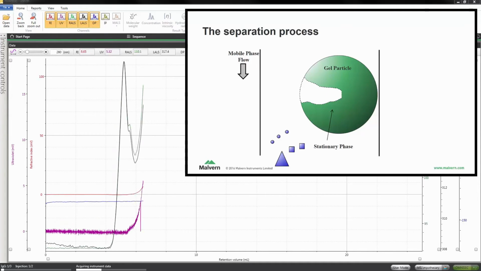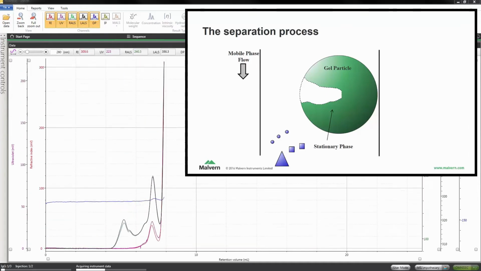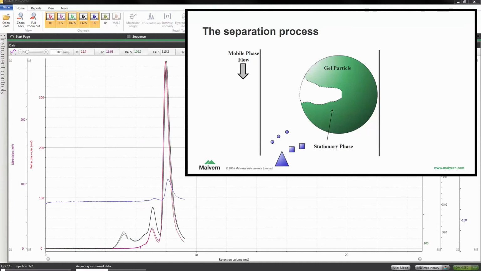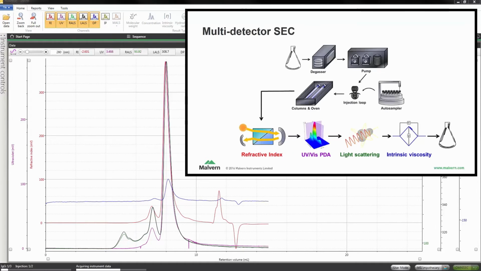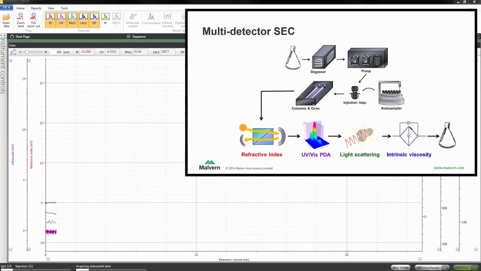When the sample elutes, we're going to measure it with one or more detectors, and what we're doing with OmniSEC is measuring a whole range of different detectors to get as much information as possible. Our multi-detector SEC separation involves a standard chromatography setup with degasser, pump, autosampler and column oven, and then the samples flow through a range of detectors, starting with refractive index, moving through to a UV-Vis PDA, a light scattering detector, and an intrinsic viscometer.